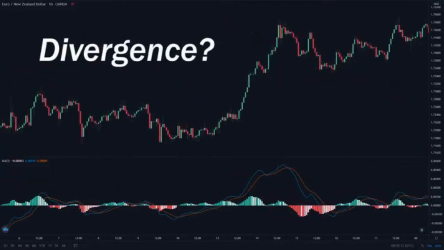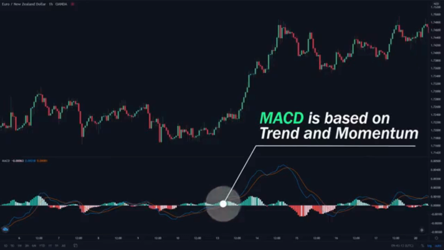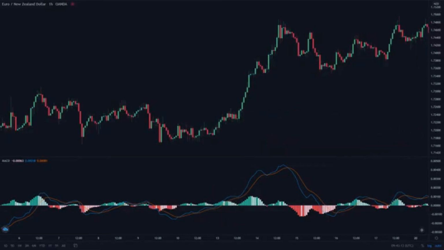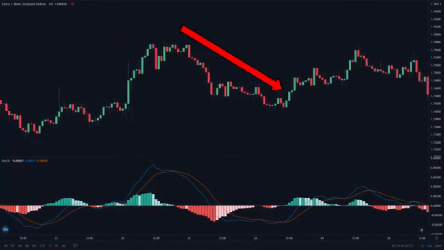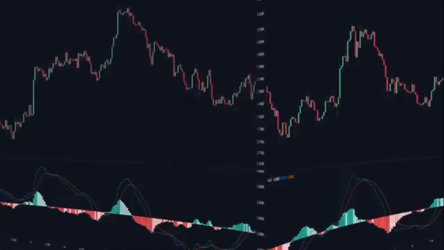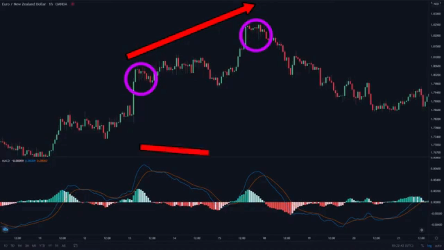First of all, what is a divergence? We all know that the MACD is an indicator that is based on trend and momentum. Usually, when the price is on an uptrend and has strong momentum, the MACD is also heading in an upwards direction. And when the price is on a downtrend while having a strong downwards momentum, the MACD is also heading downwards. But there are instances where the price is indicating an uptrend and forming higher highs, however, the indicator is actually heading downwards and forming lower lows instead.